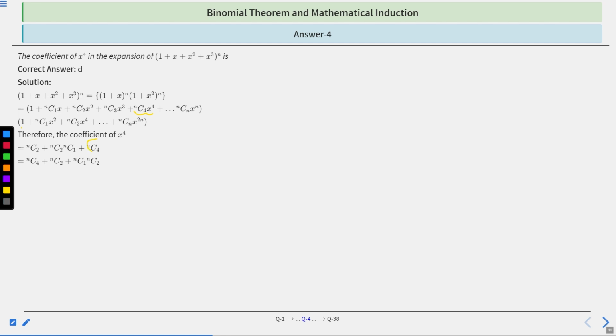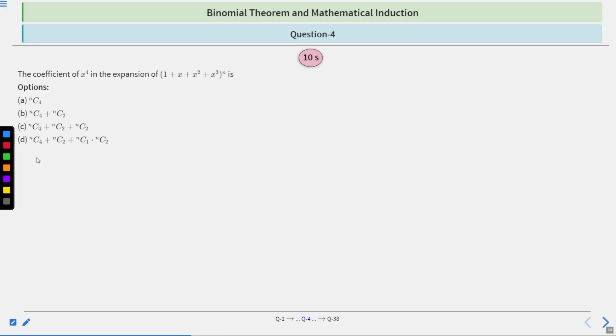So nc4 also, right? This nc2 can be multiplied with this one, right? So nc2. Now coefficient of x square and x square, so nc2 into nc2, nc1, right? If you multiply this and this, then we will get coefficient of x power 4. So answer is nc2 plus nc2 into nc1 plus nc4, right? After solving this, we will get nc4 plus nc2 plus nc1 into nc2, right? So option D is the right choice. Clear?